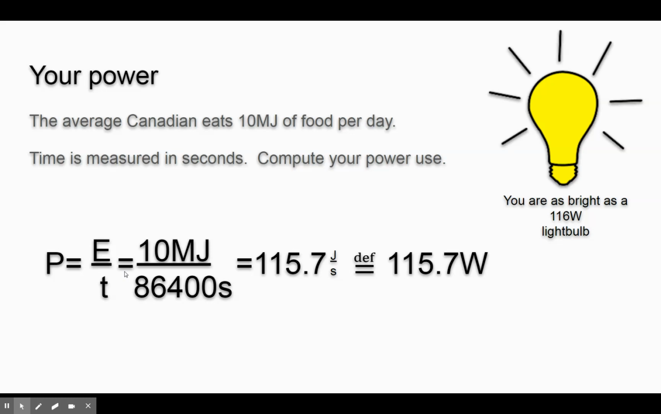Now, when we want to do power, we've got to do time in seconds. When you become a social reject and you have no friends, and you study physics or something, you will eventually memorize there are 86,400 seconds in a day. So if you take the 10 million joules you eat, and divide it by 86,400 seconds, you will find you are a 115.7 joule per second light bulb, which by definition is roughly 116 watts. So you, my friends, are as bright as a 116 watt light bulb.